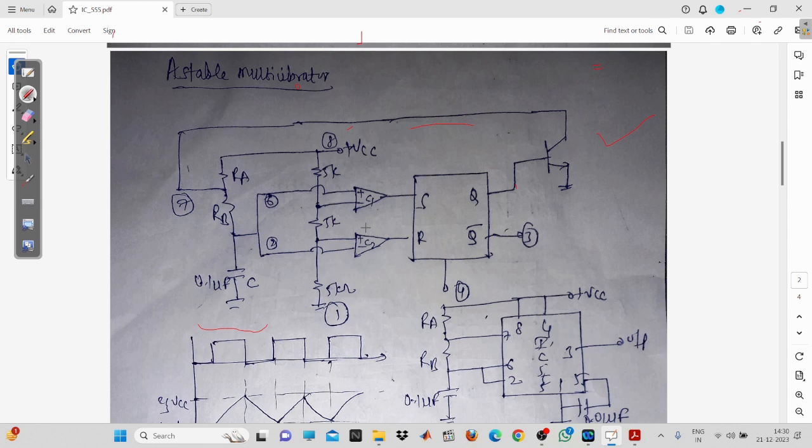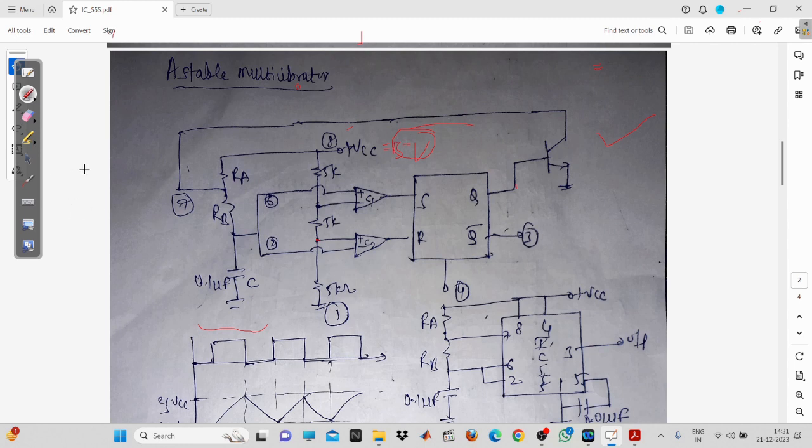Initially, this is reset. Fine, this one is reset. So okay, I'll take the power supply as 5 volt. When 5 volt is given, what is the value? Or I can say 15 volt, I am taking it to make it more clear.